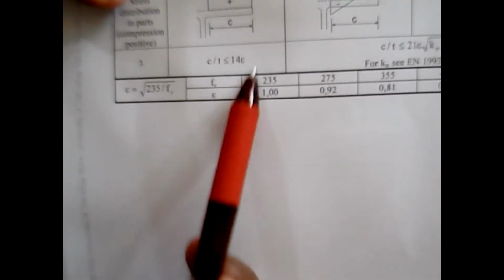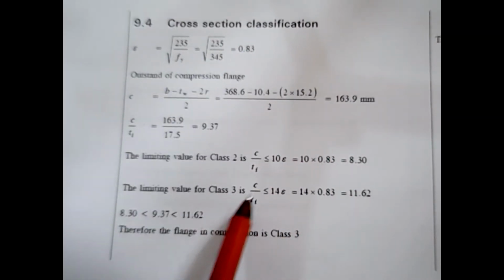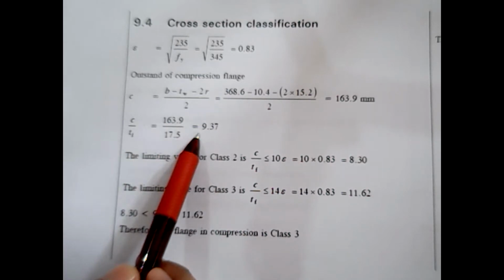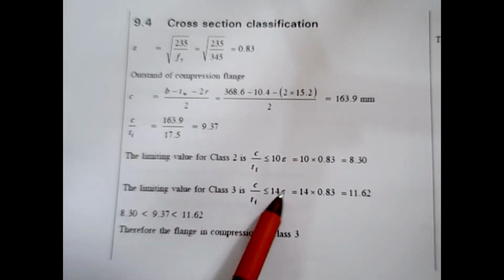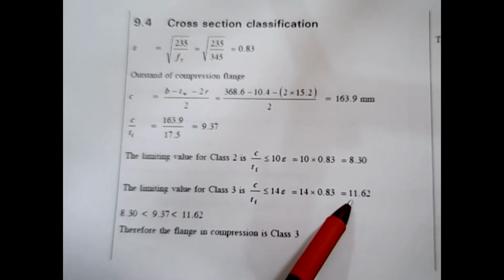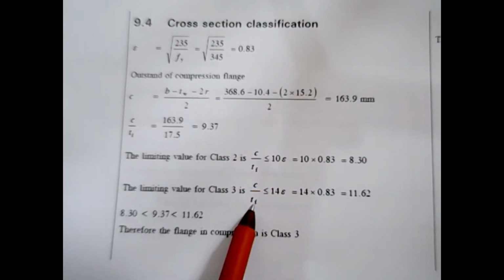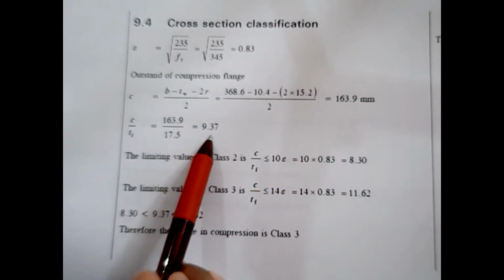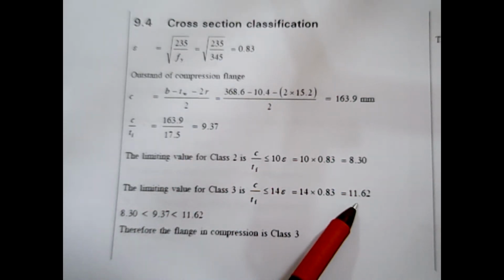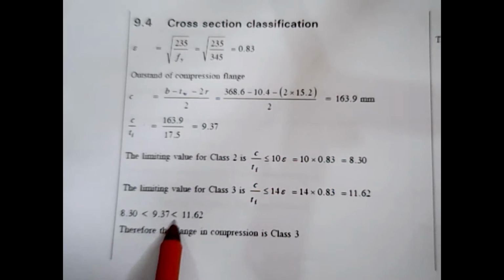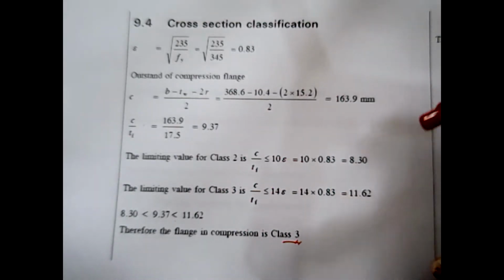So you need to lower your class to class 3. You check c over tf, which is 9.37, against 14ε, which is 11.62. So 9.37 is less than 11.62. Therefore, the flange in compression is class 3. That is how you get class 3 for your flange.